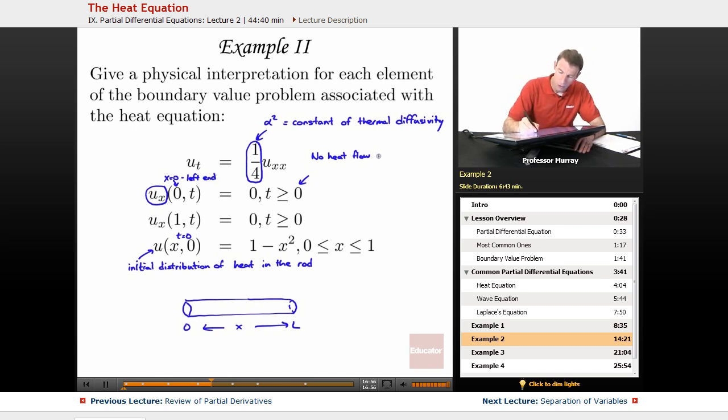No heat flow across the left end of the rod, which means we somehow prevented any heat from flowing in or out of the left end of the rod, which means we must have packed it in some kind of insulating material. So the left end is packed in insulation.